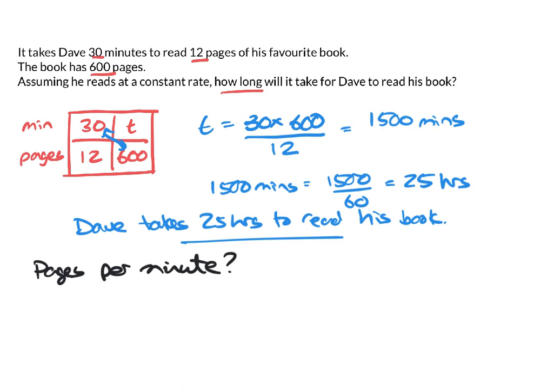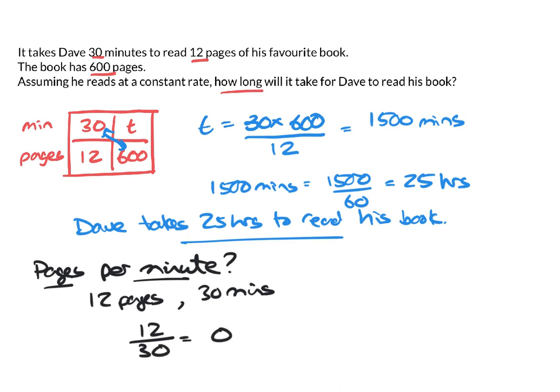So what we do there is we just take one pair of numbers that we know. So we know he takes 12 pages in 30 minutes. So if it's pages per minute, per means divide. So that's going to be 12 divided by 30, which is then an answer of 0.4. So it's 0.4 pages per minute.